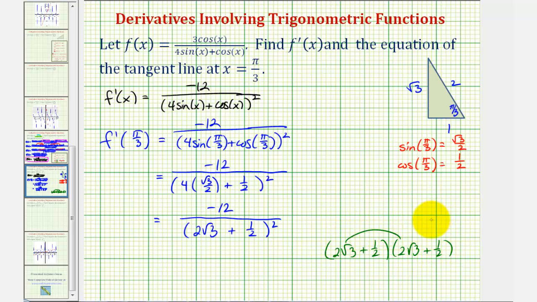So 2 square root 3 times 2 square root 3, that would be 4 times 3, or 12. And then we have 2 square root 3 times 1/2, that's plus square root 3. And then here we have 1/2 times 2 square root 3, that's plus square root 3 again. And then we have plus 1/4. So this product is 12 plus 2 square root 3 plus 1/4.